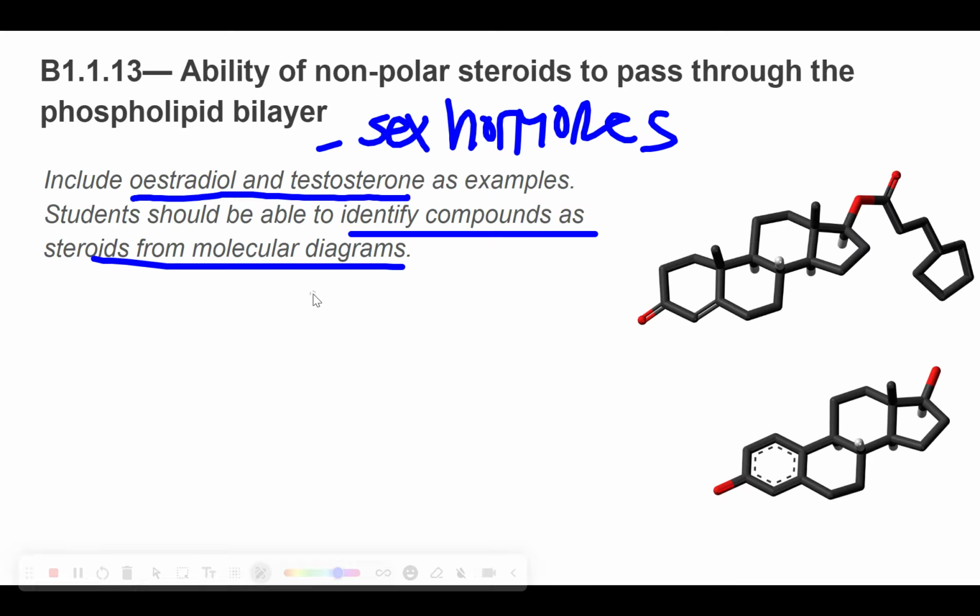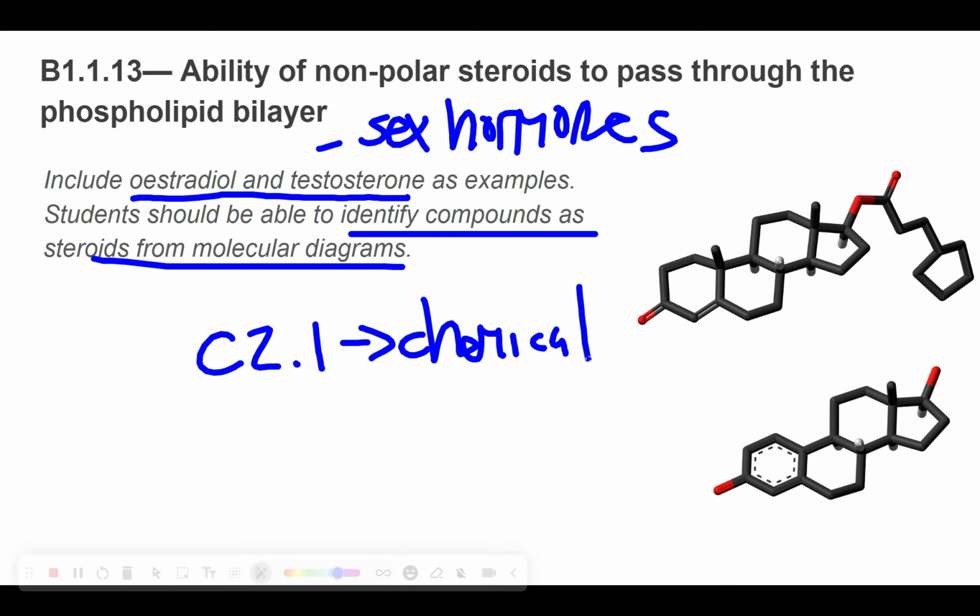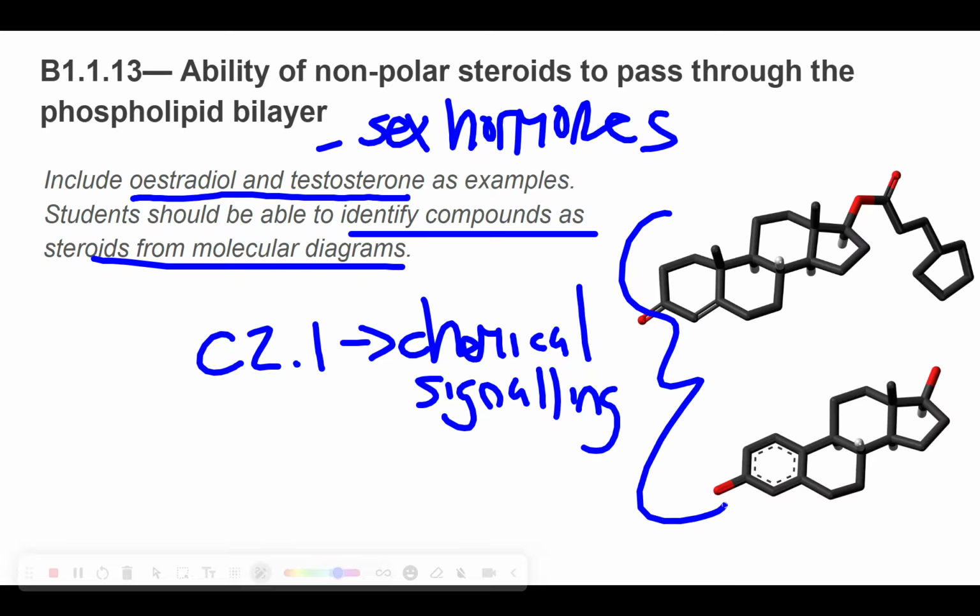This does come up again, just FYI, in C2.1 about chemical signaling. So especially if you're in HL, we'll talk about this more when we hit theme C and level of organization 2, chemical signaling. But these are testosterone and estradiol molecules. Here is, I would say, specifically estrogen, but whatever. It is in the oestradiol family, and testosterone.